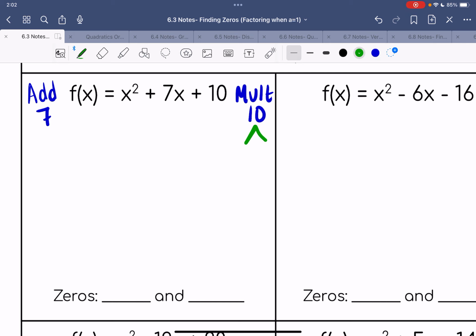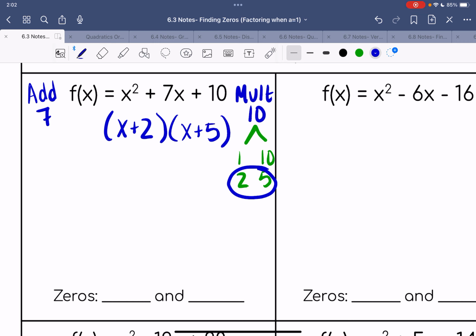Our numbers that multiply to 10 are 1 and 10, and 2 and 5. So pretty clearly we can see the ones that add together to be 7 are 2 and 5. So we are going to write our quadratic in its factored form, which is going to be x plus 2 times x plus 5. Because we are wanting to find the zeros of a quadratic, we want to know when one of those will equal 0.